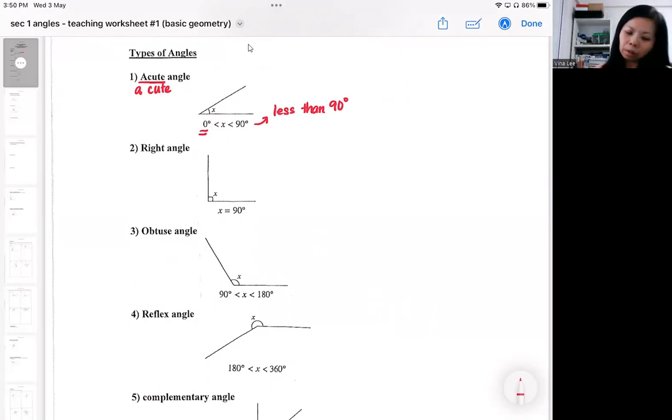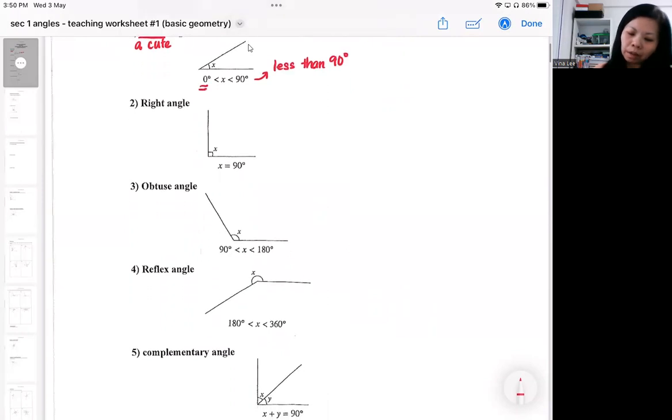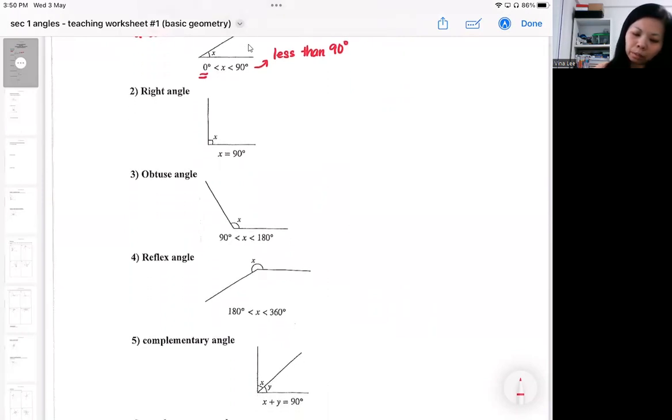Then we also have the right angle, which means 90 degrees, and is usually indicated by a square. So a square is an indication of 90 degrees. You are expected to know this.